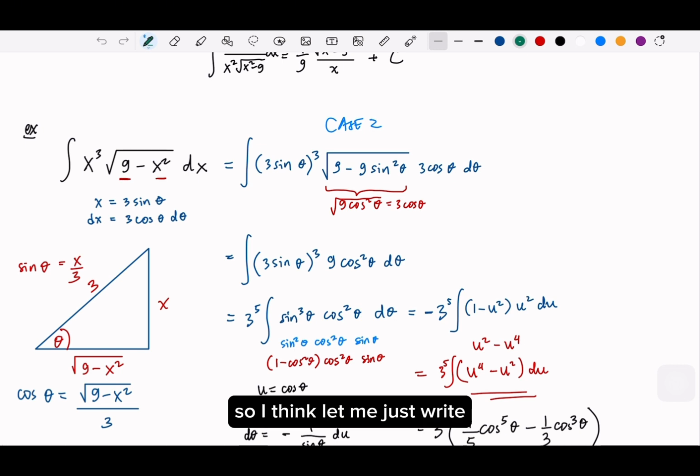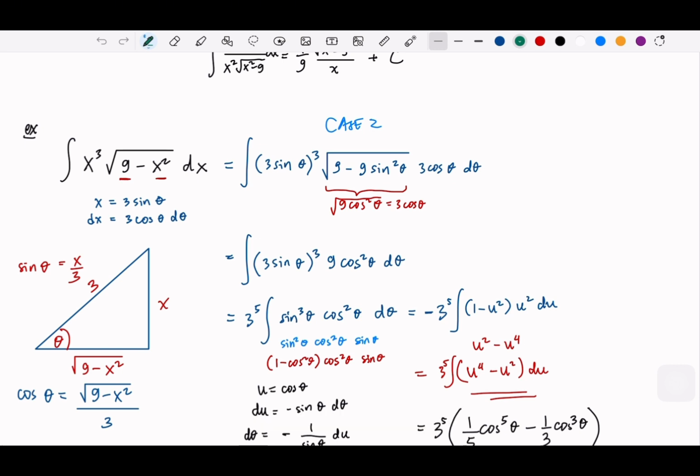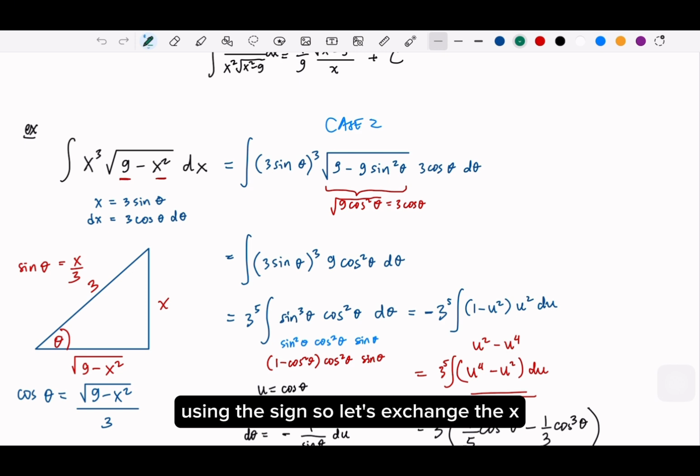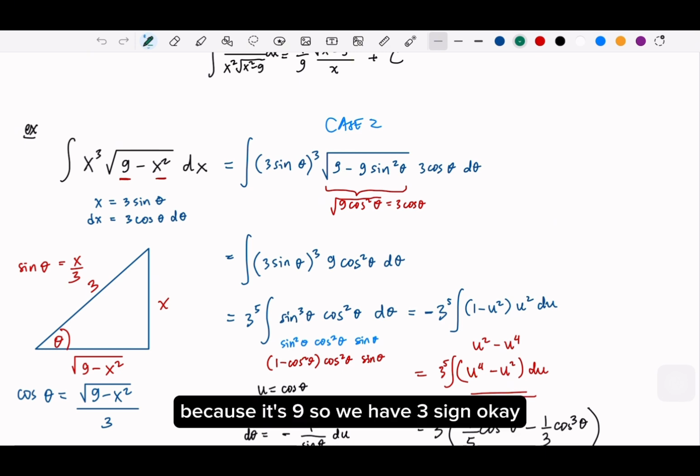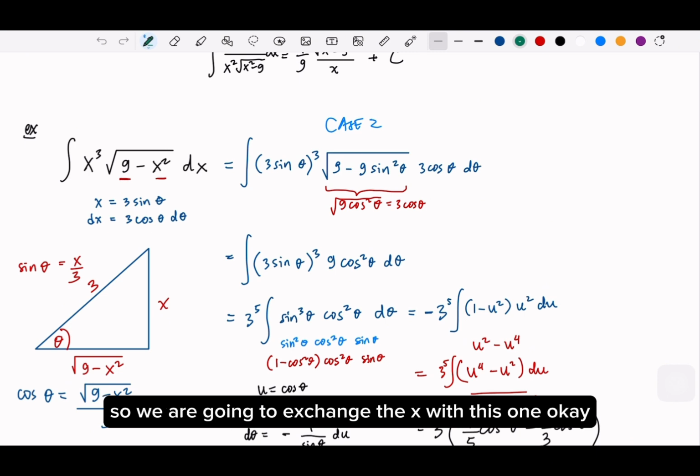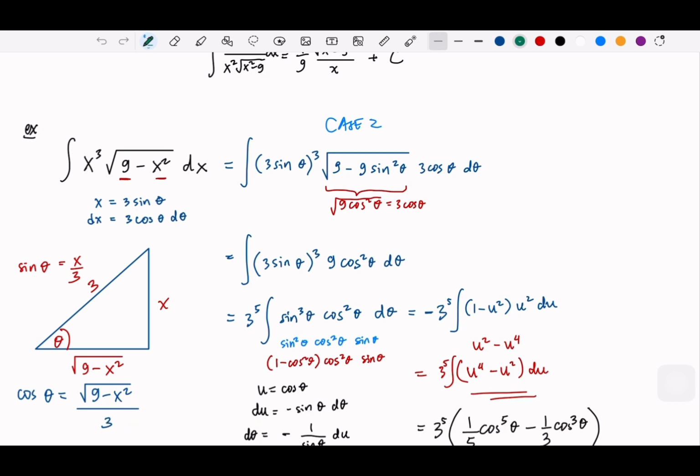So let me just write using the sine. Let's substitute for x. Let x equal 3 sine theta, because it's 9. I choose sine because when I take the derivative, it will still be positive. But if you check cosine, it should be okay too. The derivative will be dx equals 3 cosine theta d theta, so we are going to replace dx with this.